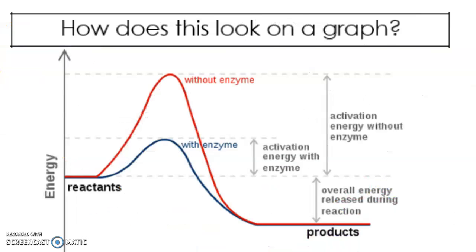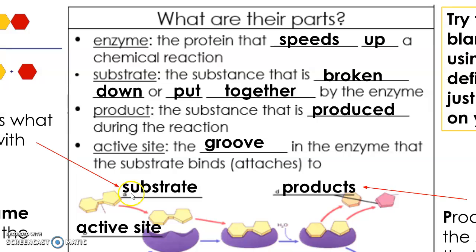So you have substrate, it comes in, attaches to the enzyme at the active site. The active site has to be specific for that substrate and the enzyme. It attaches, and then it creates products.